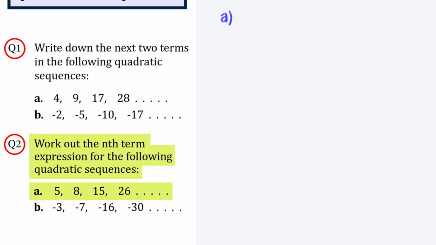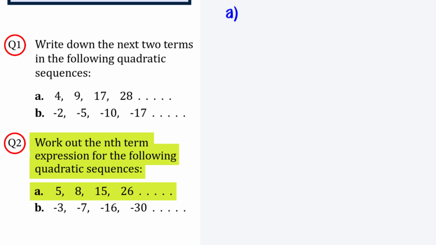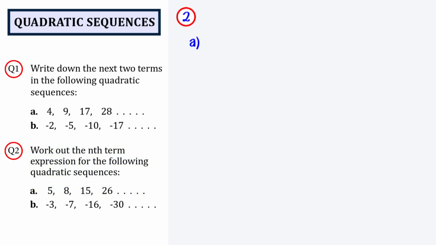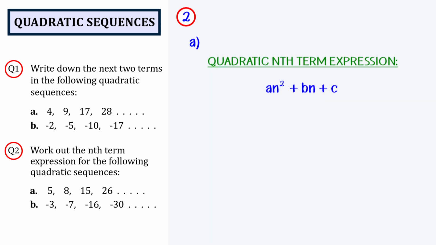For question 2, part A, we're asked to work out the nth term expression for the quadratic sequence 5, 8, 15 and 26. Well, this time we haven't been asked to work out the next few terms in the sequence, but instead we've been asked to find an expression that will give the value of any term in the sequence. And to do this, we first need to know that a quadratic nth term expression has the form an squared plus bn plus c, where a, b and c are constants that we need to find. Now to find the constant a, we have to halve the second difference in the quadratic sequence.